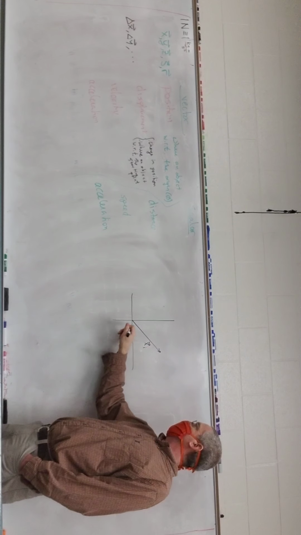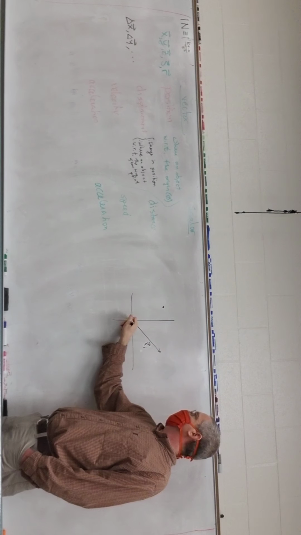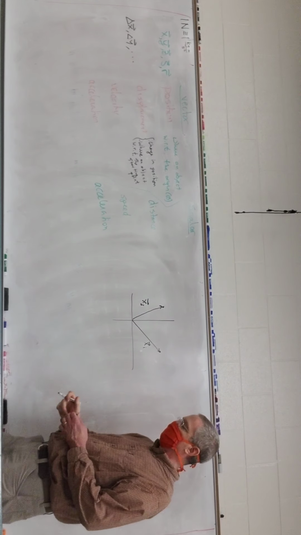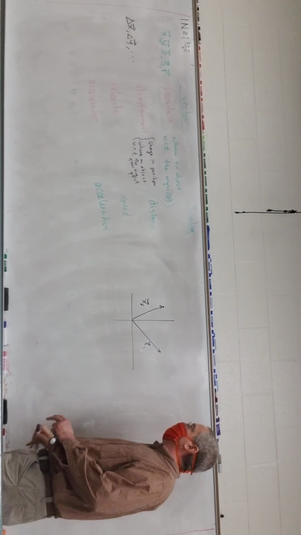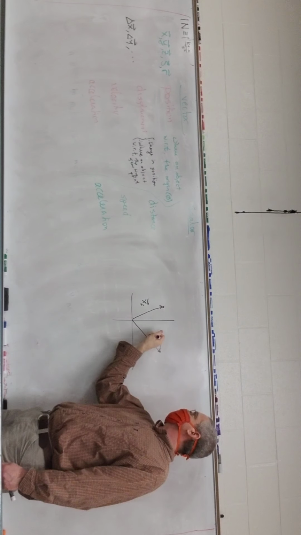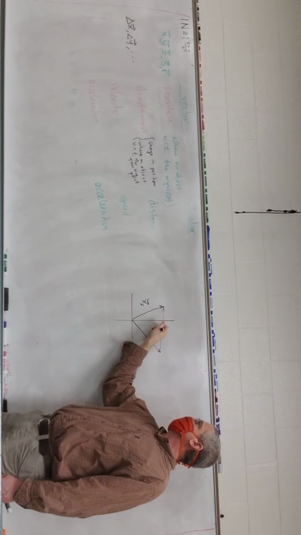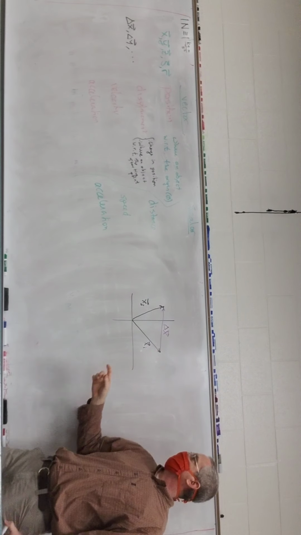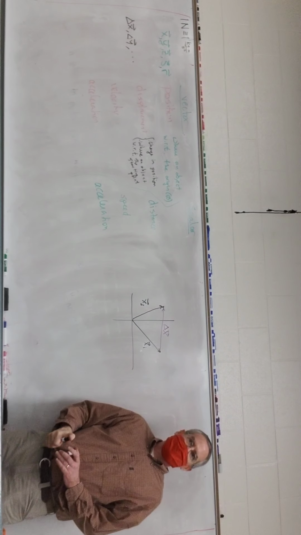So if I start in this location and then I end up here, that is my final position. My displacement is from where I started to where I ended. That is my displacement right there. Displacement in purple, based on my initial position and final position.